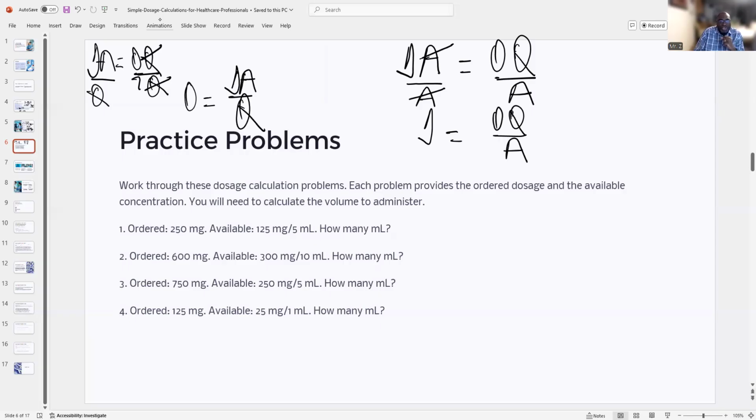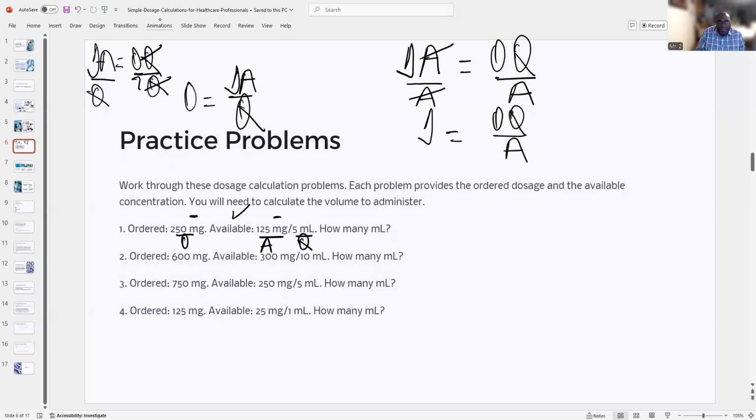So which one is your order? 250 milligram. Which one is your available? Your available, it's 125. Which one is your quantity? It's 5 ml. We said before you do anything, make sure the unit for your order and the unit for your available have to be the same unit. They gotta be the same. If they are not the same, you have to change them.